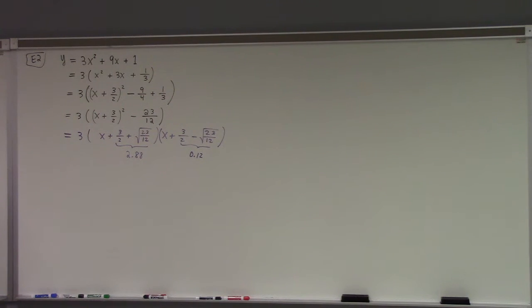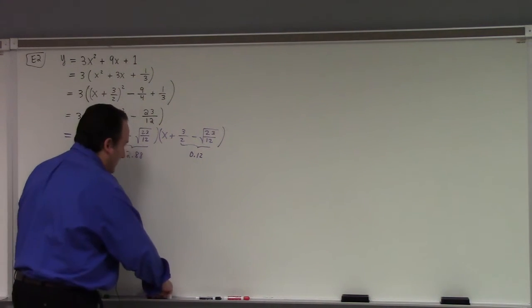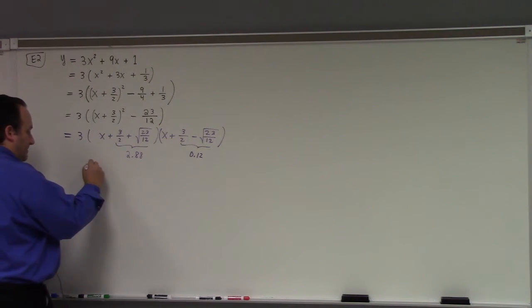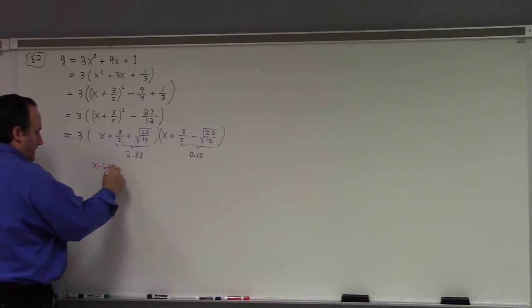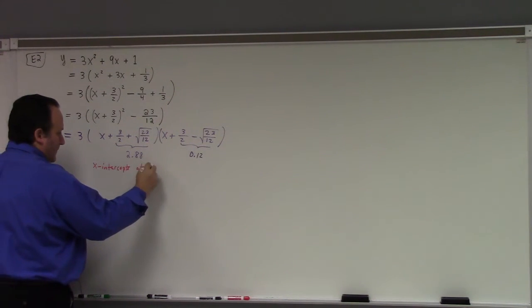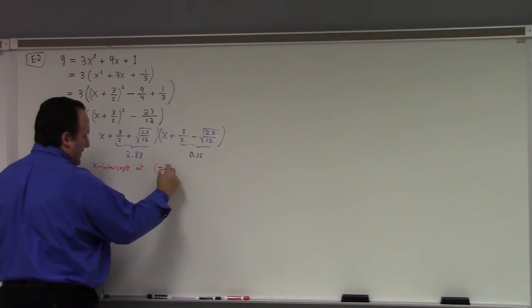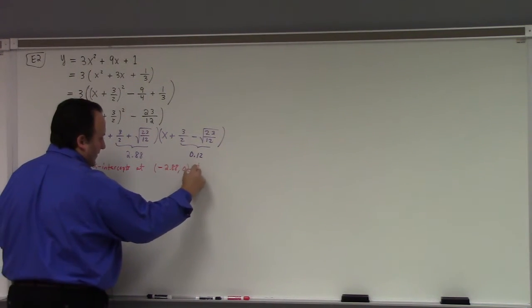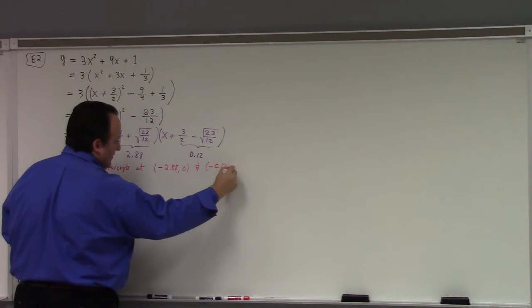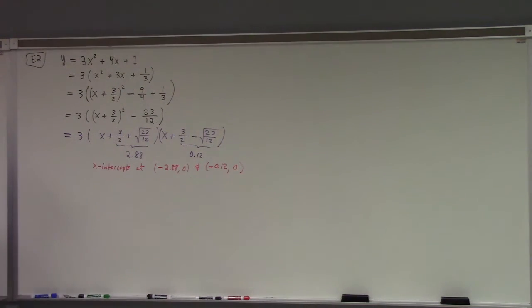And so what's that say my roots are? So X-intercepts where? Minus 2.88, comma 0, and minus 0.12, comma 0, right? Because if the numbers there are 2.88 and 0.12, we have to look at the negative of those numbers to see where the X-intercepts are. Like if you've got X minus 3, that means your X-intercept is at 3. Okay, so fine. That tells us where the X-intercepts are.